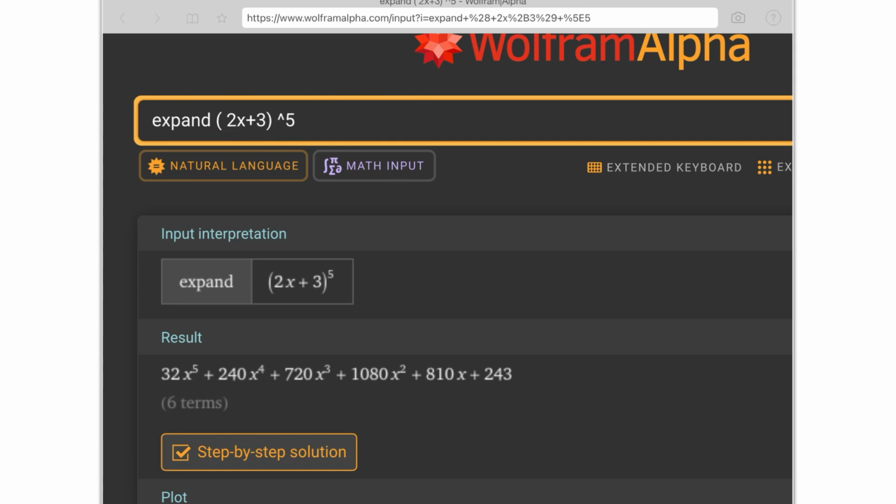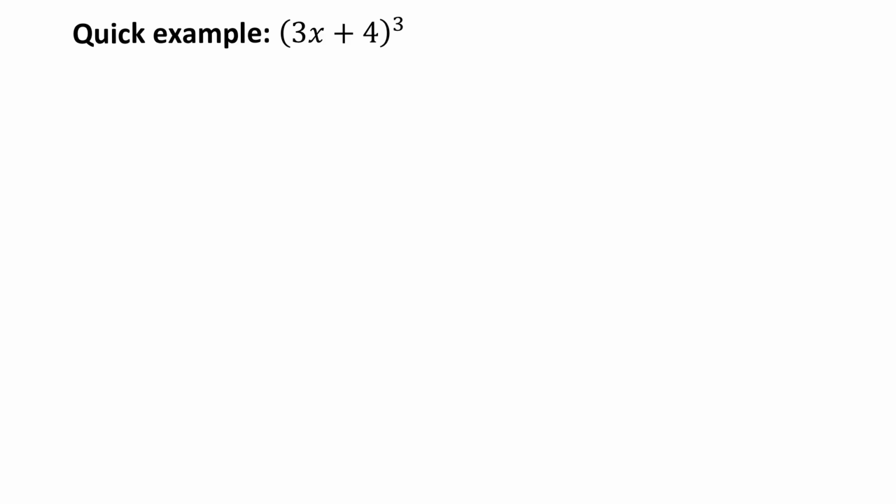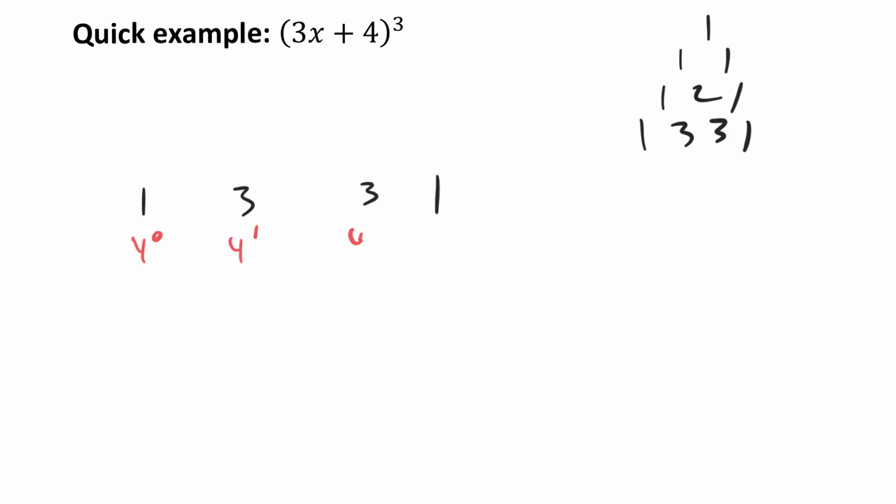So let's look at one final example. Go ahead and expand 3x plus 4 to the power of 3. Go ahead and pause the video and give that a try. All right, so you should have the following. We make the Pascal triangle. 1, 3, 3, 1. Now the powers of 4 are going to count up. 4 to the 0, 4 to the 1, 4 to the 2, 4 to the 3. Powers of 3x are going to count down. 3x to the 3, 3x to the 2, 3x to the 1, 3x to the 0.